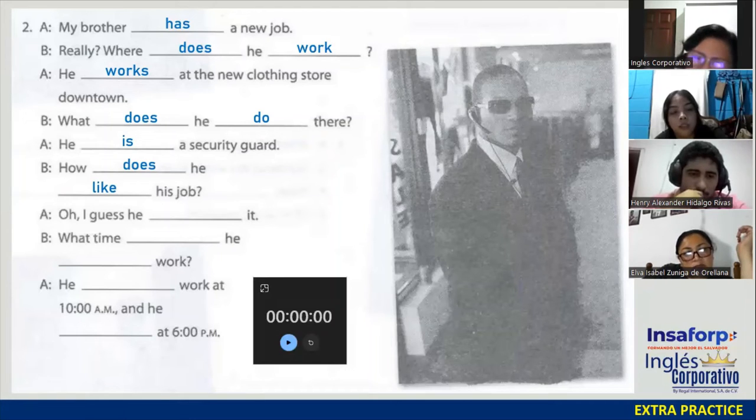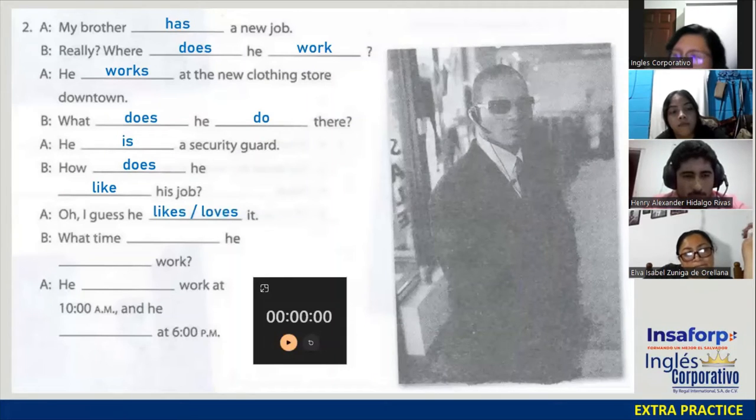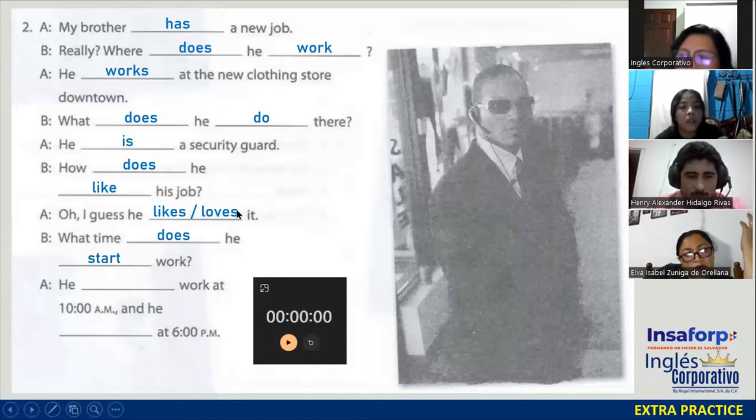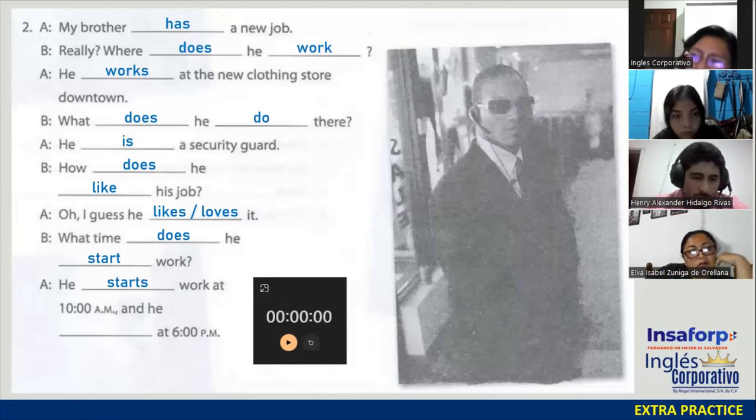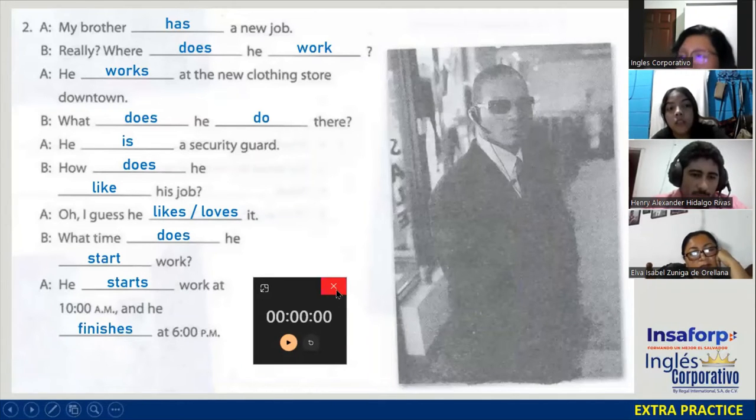I guess he likes it or loves it. Cualquiera de los dos, ¿verdad? Remember that it's third person singular, so we need to add the letter S. What time does he start work? Very good. He starts work at 10 a.m. and he finishes at 6 p.m. Very good, guys.